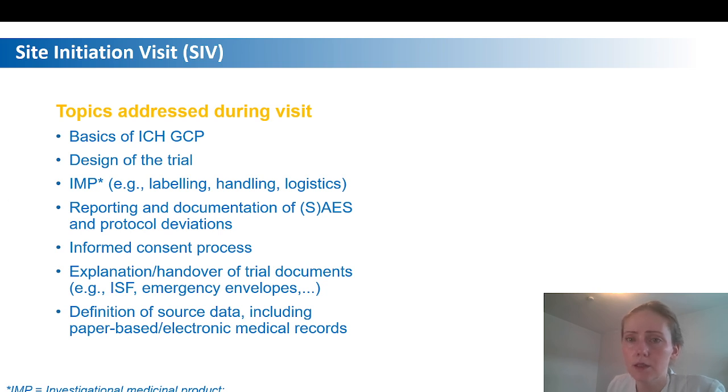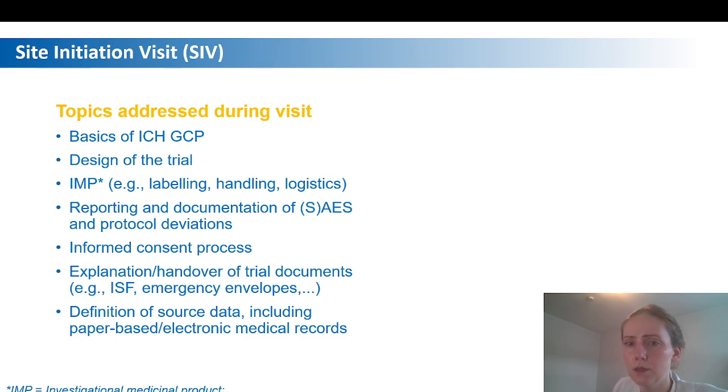Usually, during the site initiation visit, the monitor will go through the basics of ICH-GCP and the specifics of the trial to ensure the staff has all information needed to properly conduct the trial. This entails, among other aspects, the trial design, all IMP-related information, reporting requirements and details of the informed consent process. At this visit, the monitor will also hand over the prepared ISF, including the trial documents obtained so far, and, if applicable, documentation such as emergency envelopes.